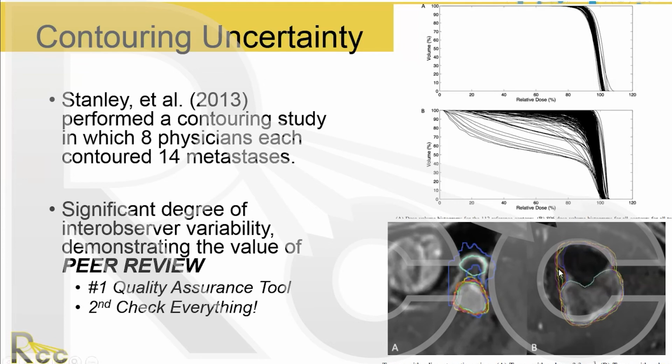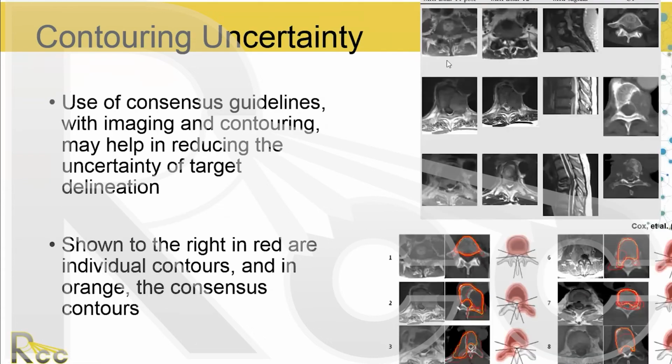So peer review is a big thing. So it's second check everything. Here's some more on that specific element. There's actually consensus guidelines on some of these contours, where they've had a whole group of people work on this.